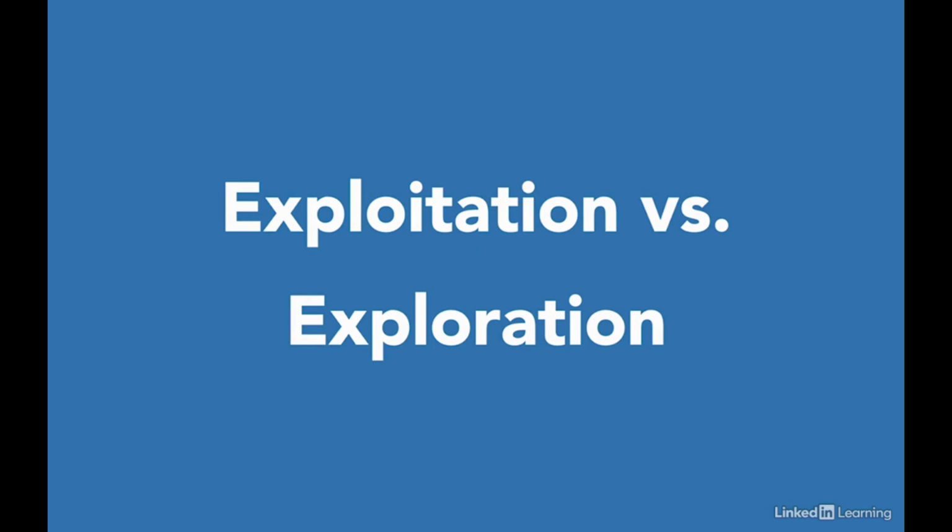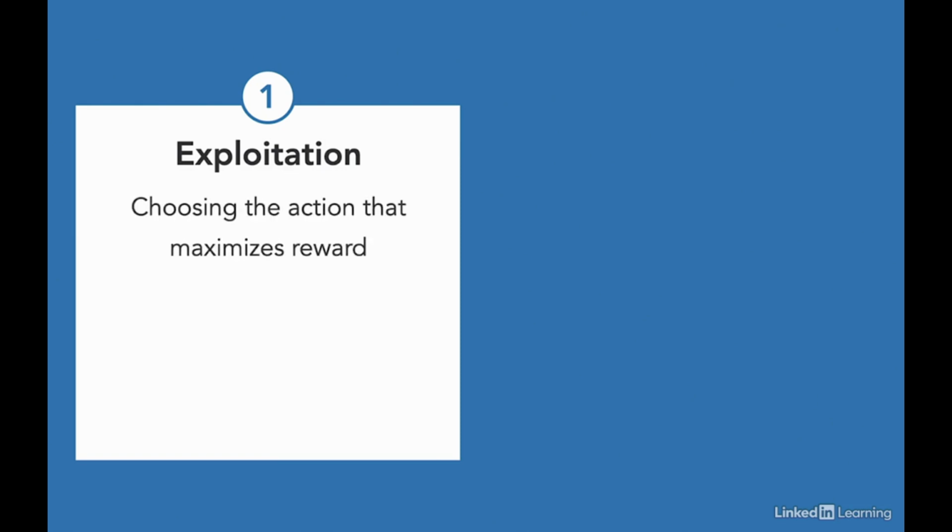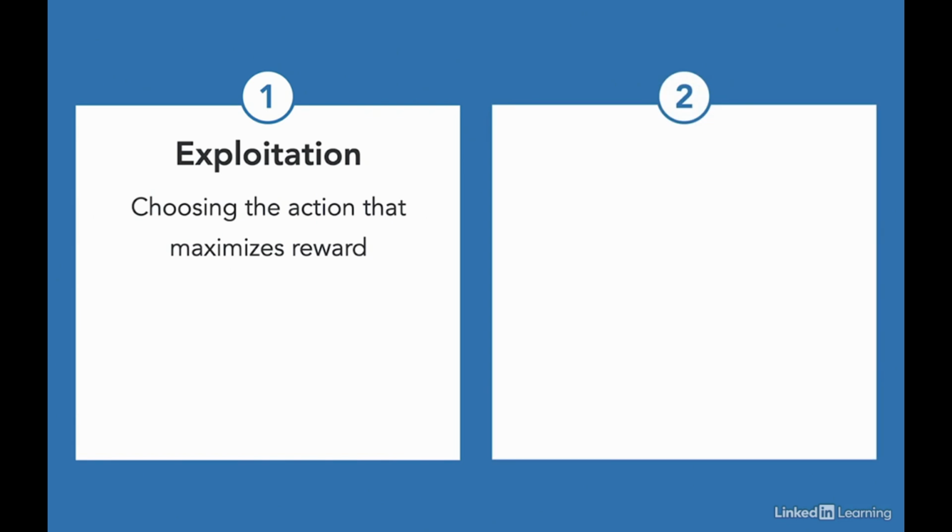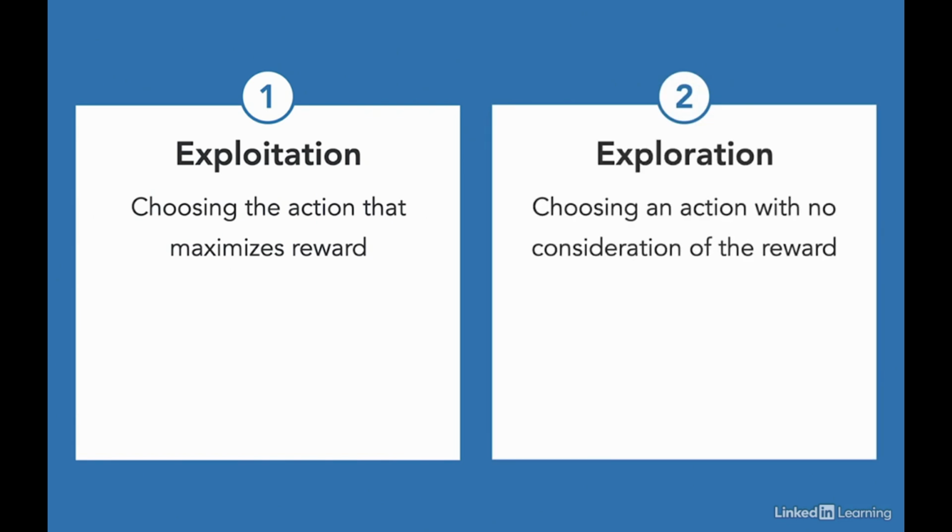If left unchecked, an agent will always prefer to take actions that it has tried in the past and found to be effective in maximizing reward. As previously mentioned, this is known as exploitation. However, in order to discover a new sequence of actions with potentially higher reward, the agent must try actions that it has not selected before or that do not initially appear to maximize reward. In other words, the agent sometimes has to choose actions with little to no consideration for the associated reward.